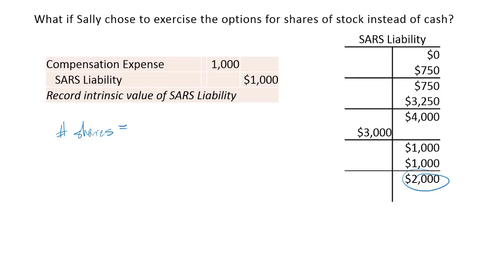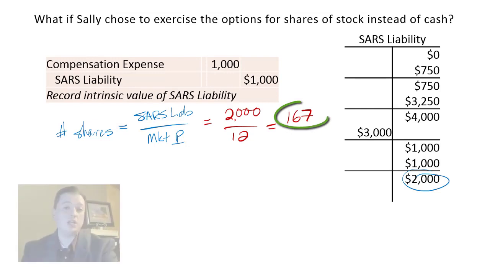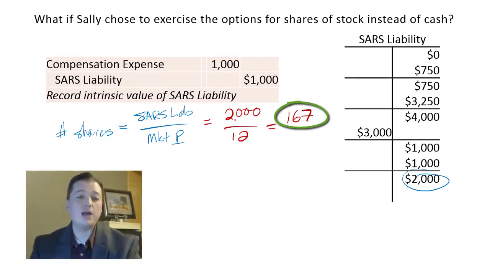So to do that, I take the SARS liability balance and divide by the market price. In this case, my SARS liability is $2,000. My market price is $12. If I divide that, I get 167, more or less. Now you notice we've rounded here. It doesn't come out to a nice even number of shares.